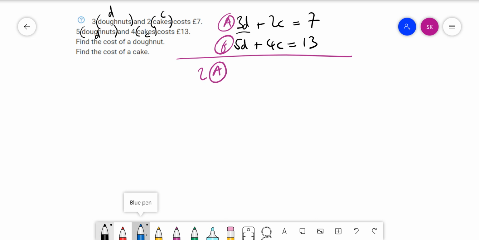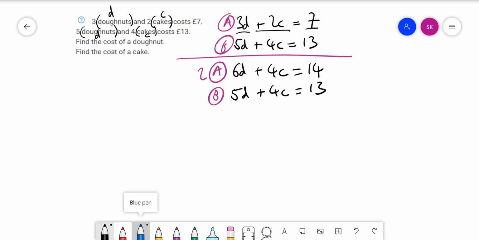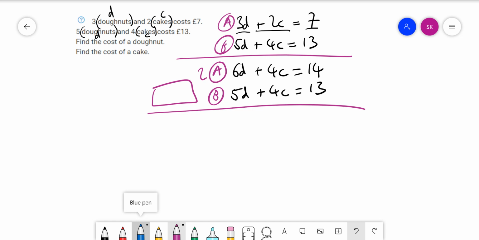3D times 2 is 6D. 2C times 2 is 4C. 7 times 2 is 14. And now I'm going to write out equation B underneath. Clear working, clear thoughts. Love it. Now, to eliminate the C's, what do I have to do? I've got 4C and 4C. I'm going to take them away again.